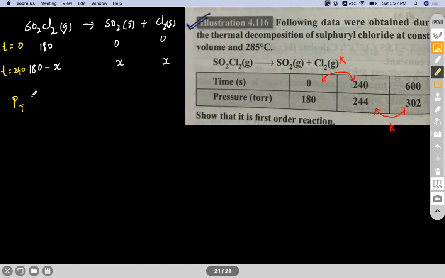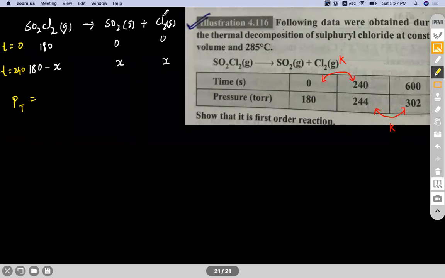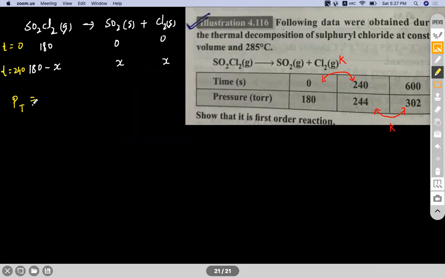PT is equal to, and since all are gaseous species, take care of this. If this is not a gas, we won't take its contribution into the total pressure. Small things, but important. Total pressure will be the pressure of this plus this plus this, that would be 180 plus X. So what is the value of X? Could you tell me? PT is given as 244, so the value of X would be 64.